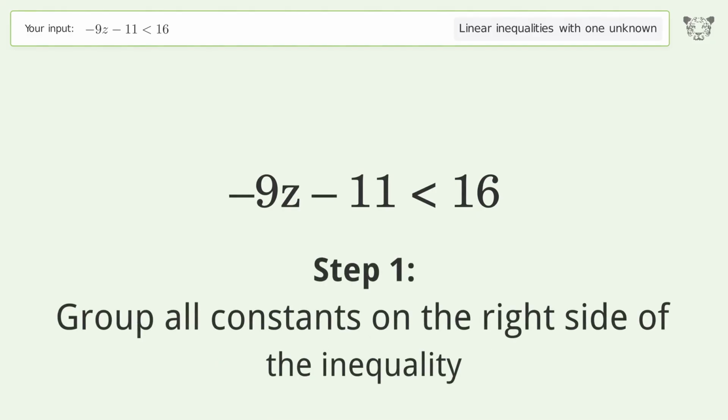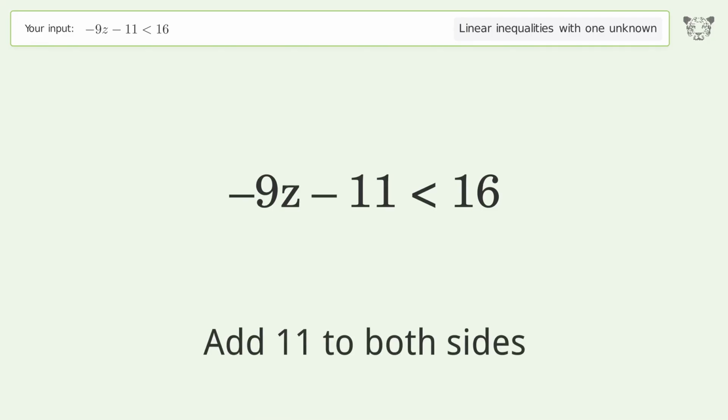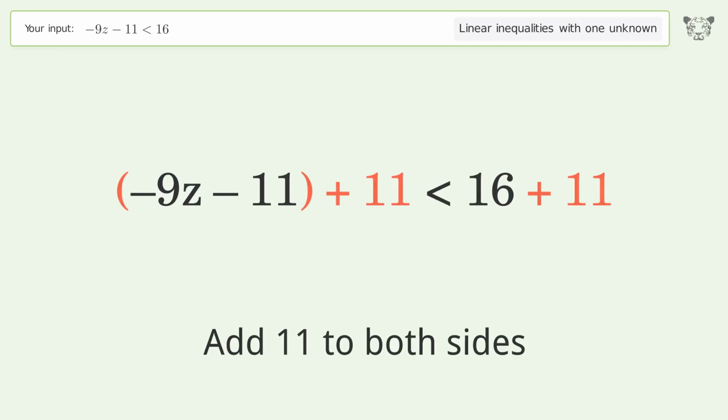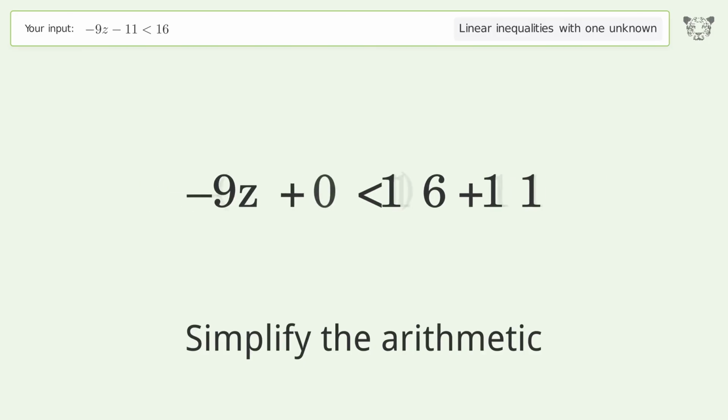Group all constants on the right side of the inequality. Add 11 to both sides. Simplify the arithmetic.